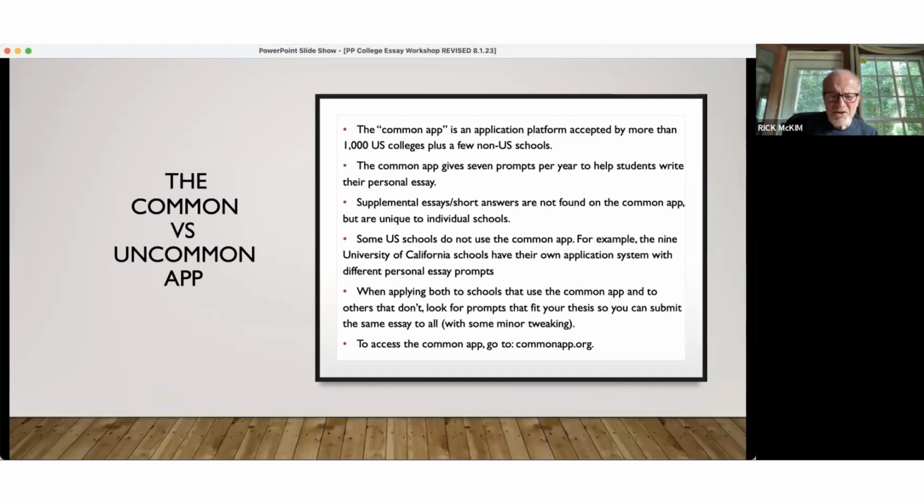When applying both to schools that use the common app and those that don't, look for prompts that fit your thesis. So you can send the same essay to all with some minor tweaking. The questions are going to be vague enough and general enough to allow you to do that. If you write your common app essay and then want to apply to UC Berkeley or wherever, look at UC's list of prompts, and you're bound to find one that your essay can be fit to with a few minor adjustments. So even when you're writing 2 different essays, or sending one to a common app school and one to an uncommon app school, you're still writing basically the same essay with just a few tweaks.